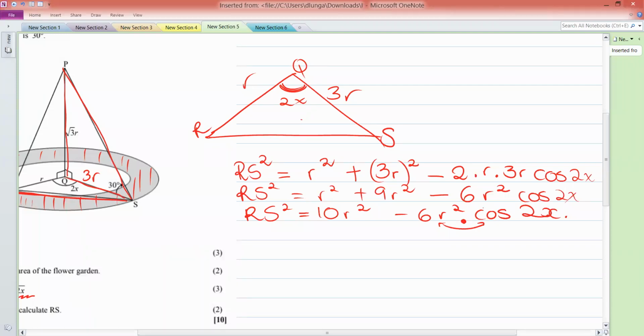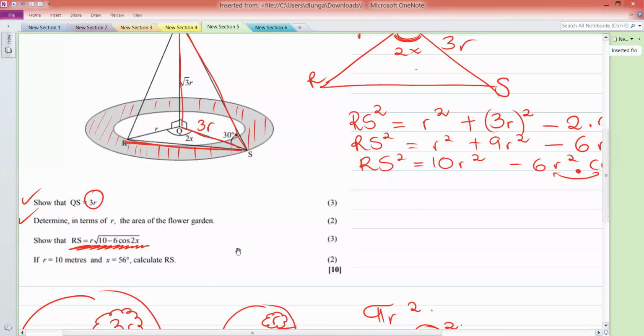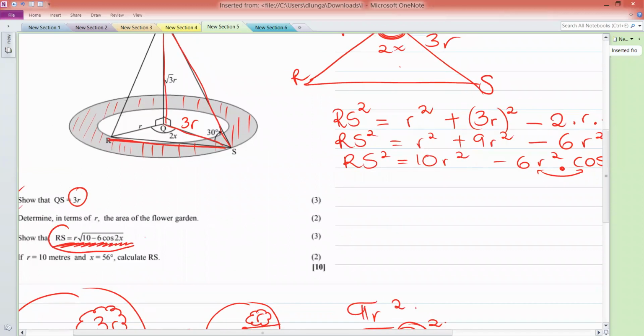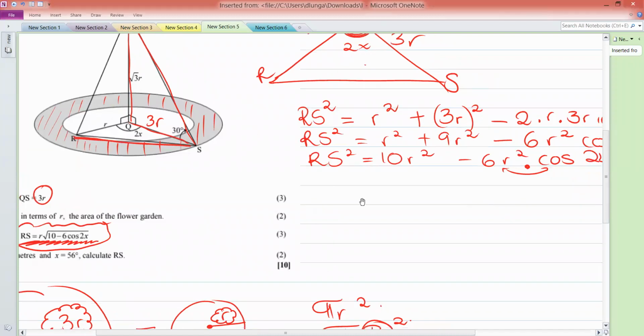Someone said, ma'am, cos 2x, isn't it the double angle? It is, but we don't need to do anything with the double angle because if you look here, they still have the double angle there. So now look at this. There's something that they've changed. Can you see the R squared doesn't have R squared anymore? And the R squared on the right-hand side, didn't you take out the common factor?